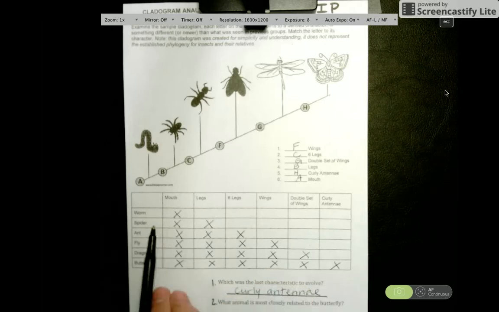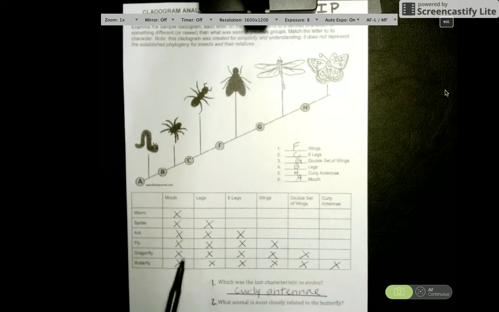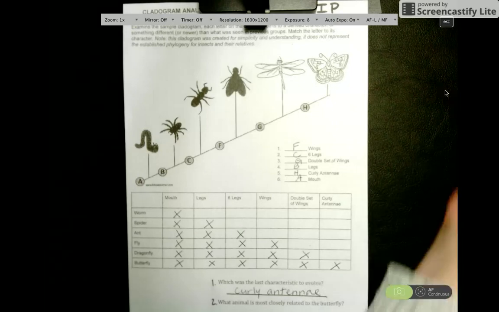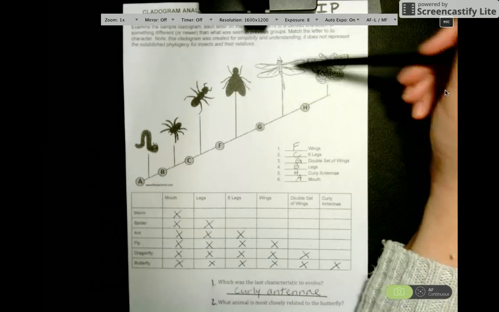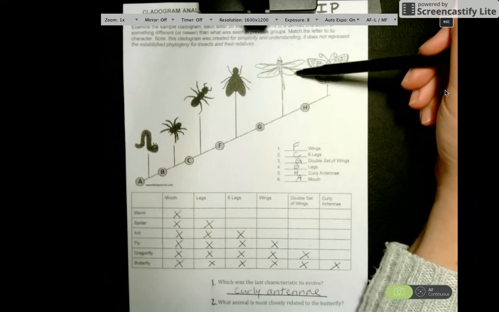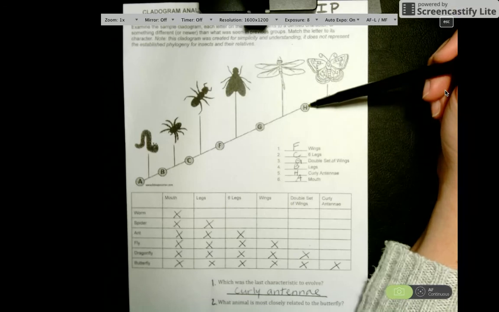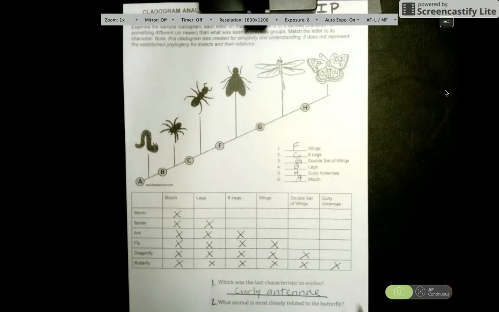Let's look at a spider. It has 1, 2, 3, 4 things that are different. So you're going to keep checking, and eventually you're going to find that the dragonfly has all the same except one. And if you look up here at your cladogram or your branching diagram, you'll see that the dragonfly is the next closest thing with only one difference between that and the butterfly. So we would say the dragonfly is most closely related to the butterfly.